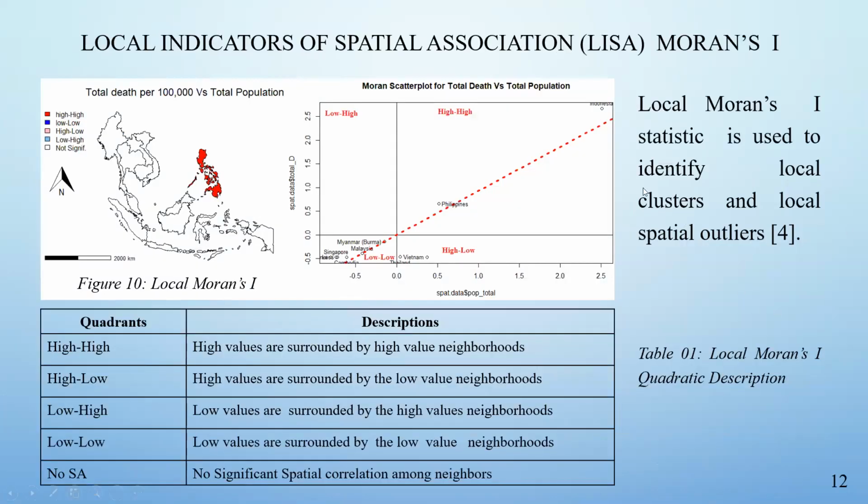Here is the local indicator of spatial relationship, the Lisa Moran map. Previously I did it with the adjacency method and tried to compute the Lisa map, but found nothing. I was so upset, and then I changed to the distance-based method and computed the Lisa Moran map, and luckily it shows some spatial dependency.